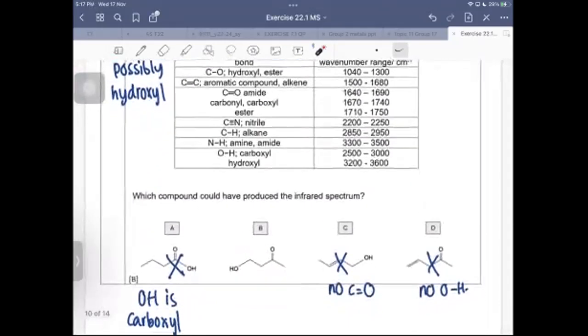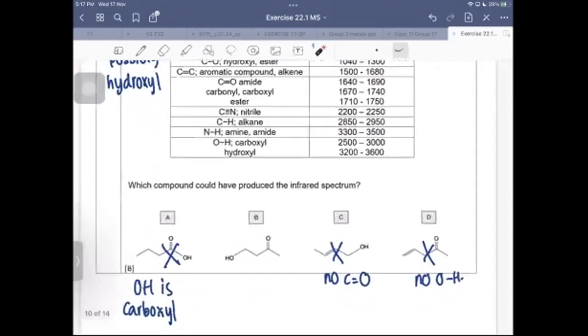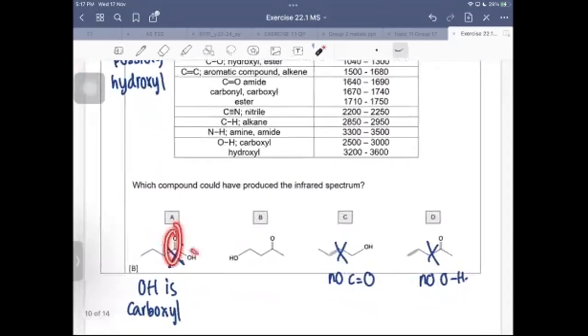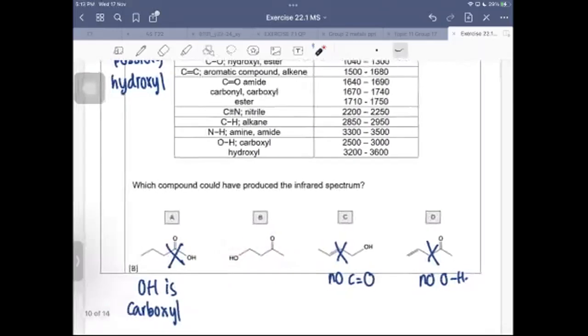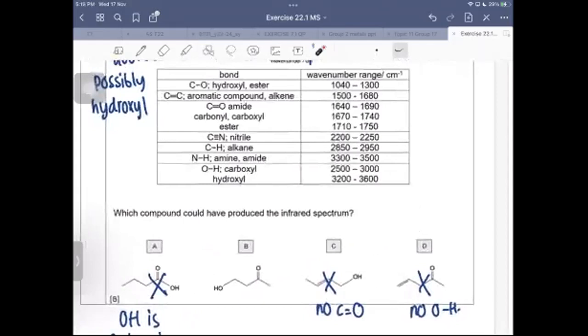Okay. So for A, there is a C double bond O and there's an OH, so I wouldn't eliminate it first. B, there's a C double bond O and there's an OH for alcohol. C, there is no C double bond O, so C can be eliminated. As for D, there is no OH bond, so D can be eliminated as well. So we are torn between alcohol and carboxylic acid here, so you have to look at the values.